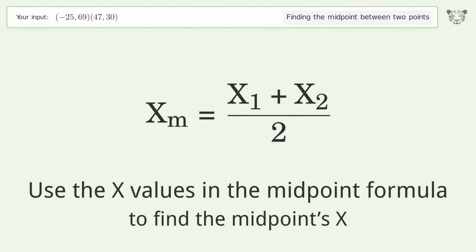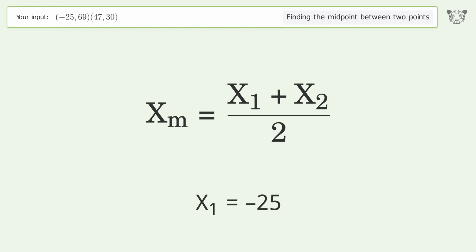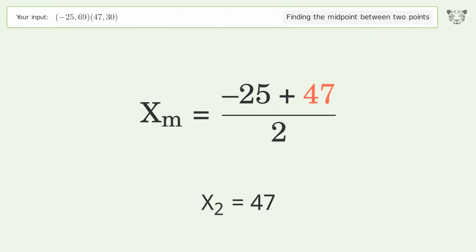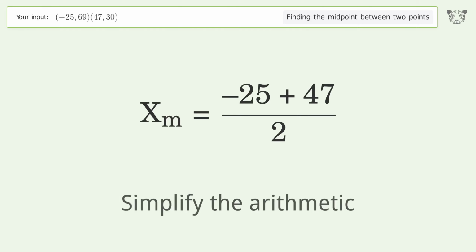Use the x values in the midpoint formula to find the midpoint's x. x1 equals -25. x2 equals 47. Simplify the arithmetic.